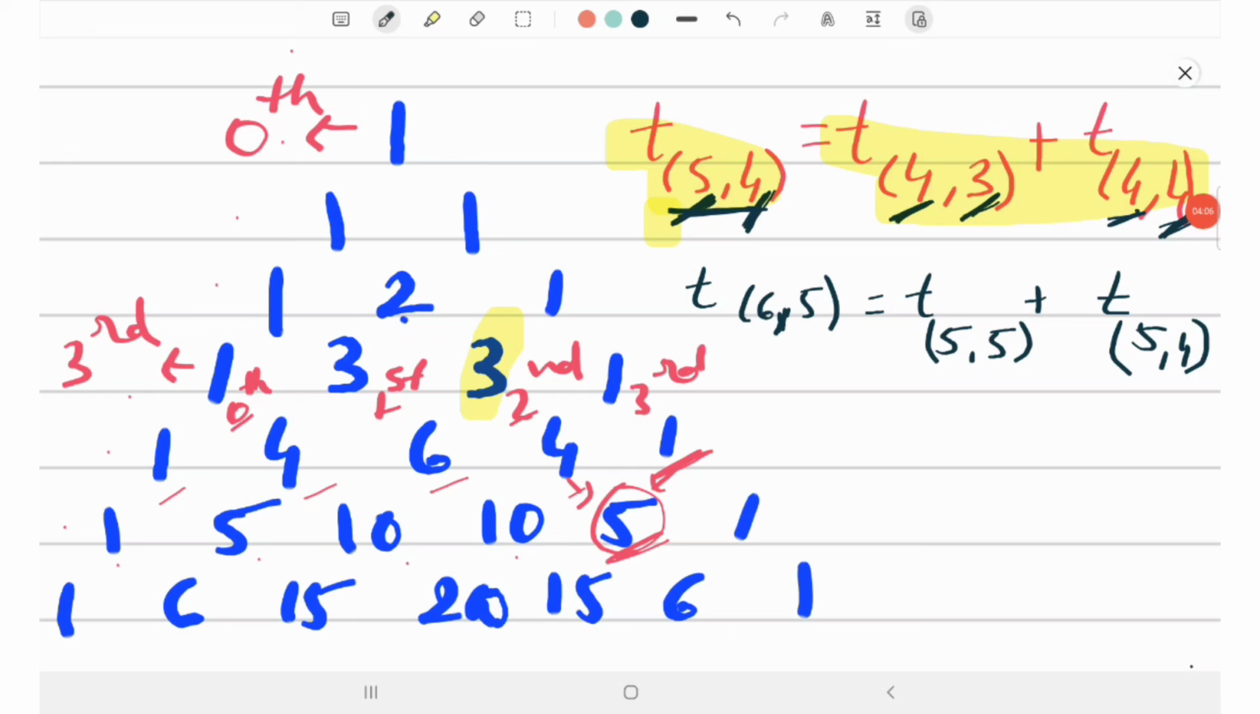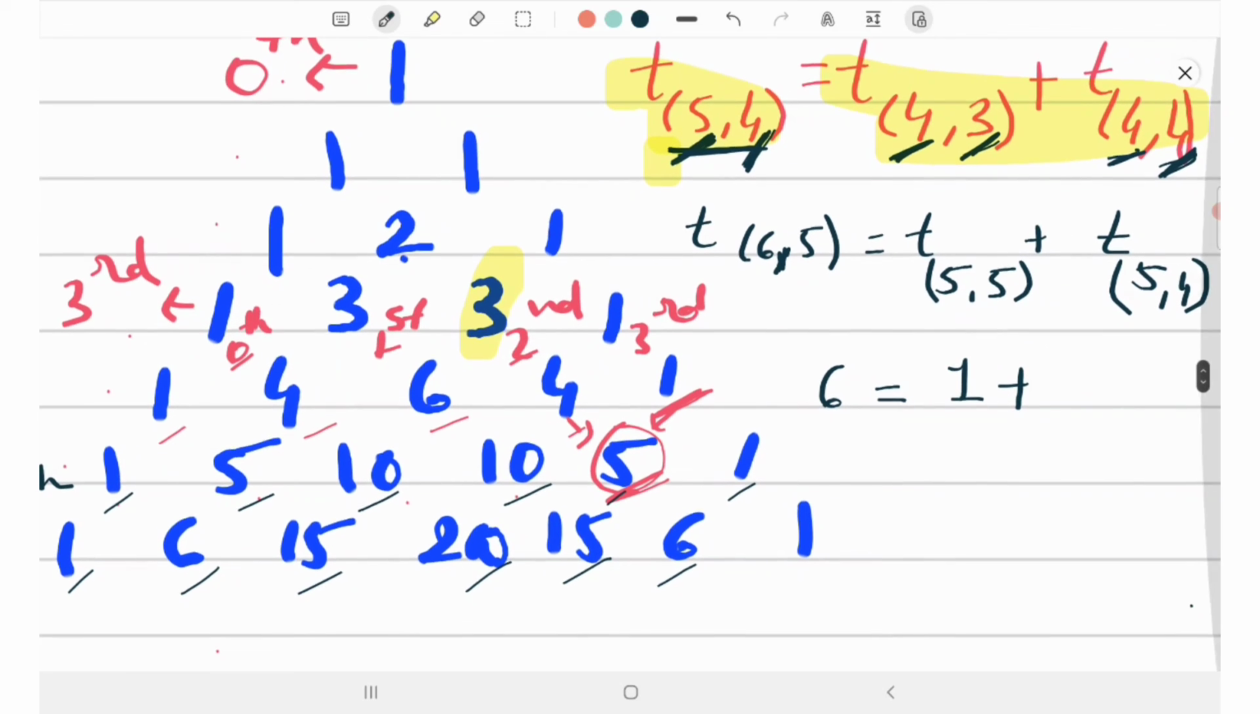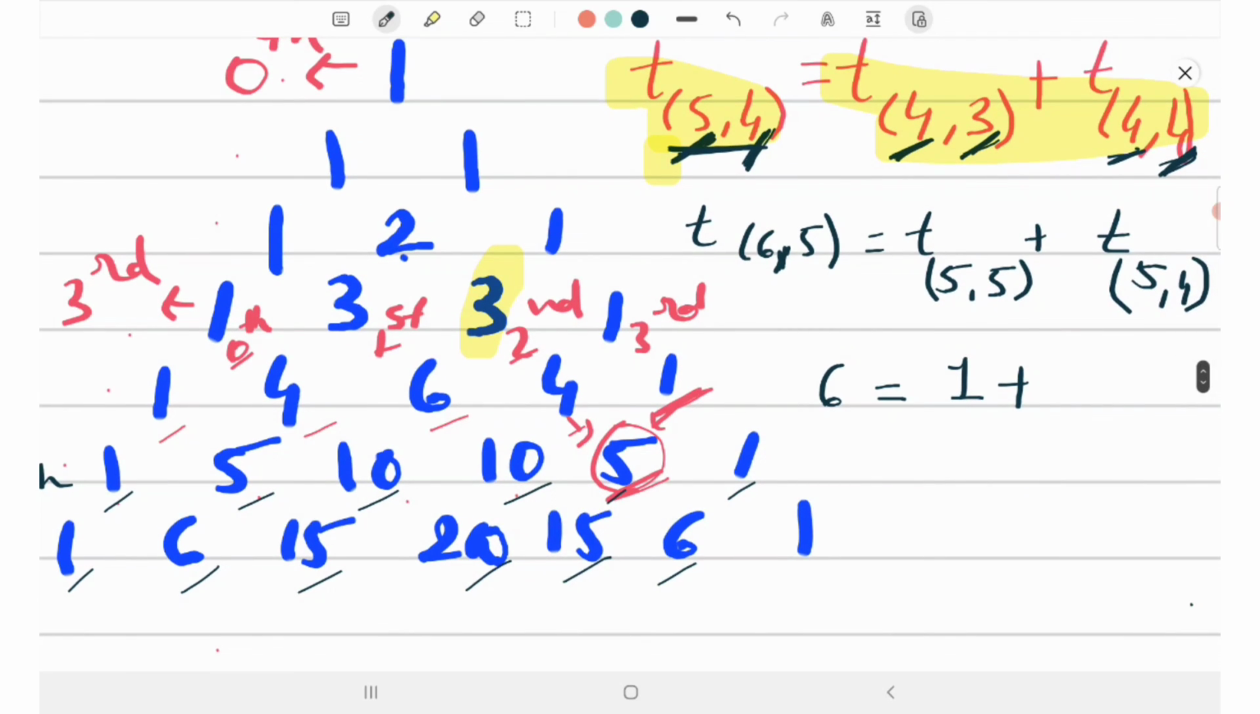Now, let us double check. Which one is T 6 5? This is the 4th row, 5th, and this is the 6th row. T 6 5: 0, 1, 2, 3, 4 and 5. So, T 6 5 is 6. Which one is T 5 5? 0, 1, 2, 3, 4 and 5. So, T 5 5 is 1, plus which one is T 5 4? It is 5. It means that this is correct.